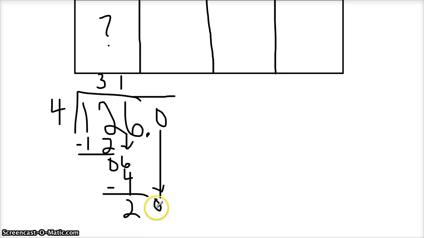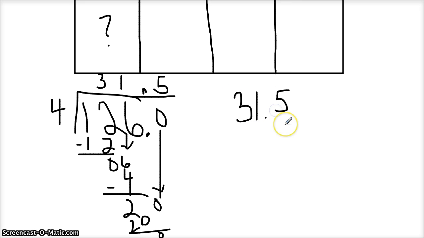Now, how many times does 4 go into 20? And that is 5 times. The most important part is to make sure you carry up that decimal. 5 times 4 is 20, and I'm left with 0. So that means I can stop dividing. Now I have 31.5. Okay, am I finished?